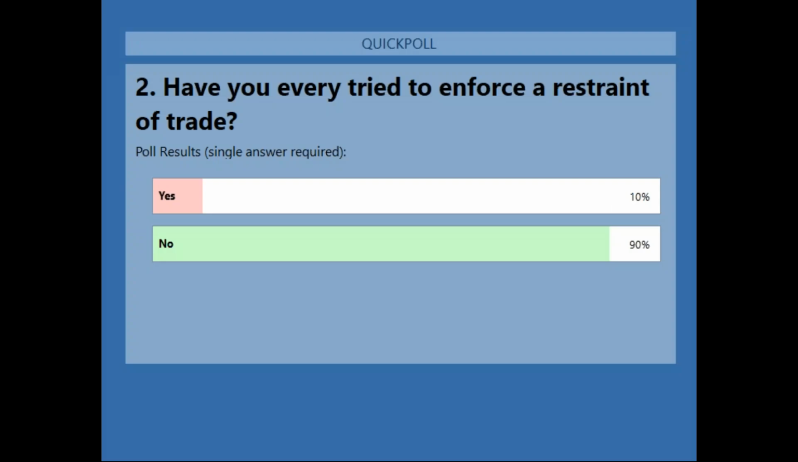So there we go. The results of the second poll. Have you ever tried to enforce a restraint of trade? We have got, and it's a resounding majority here, 90%. That's 9 out of 10 people who have voted have selected no. Only 10% have gone for yes. Yeah, that's absolutely, completely normal.